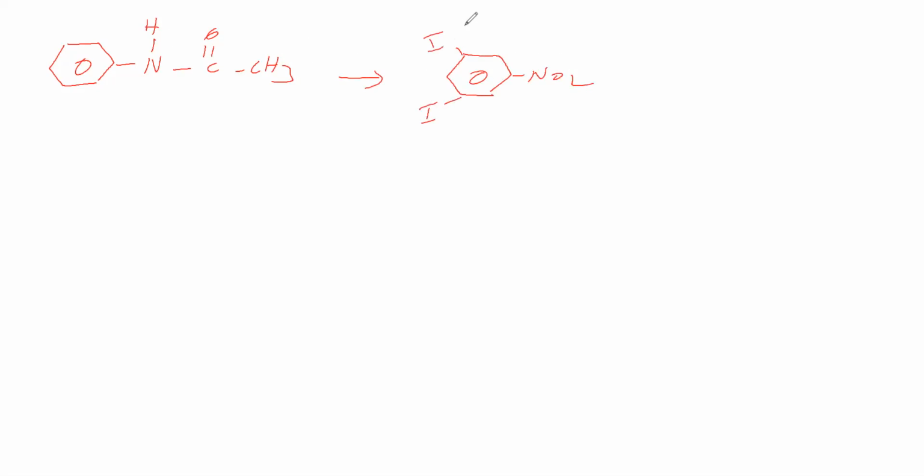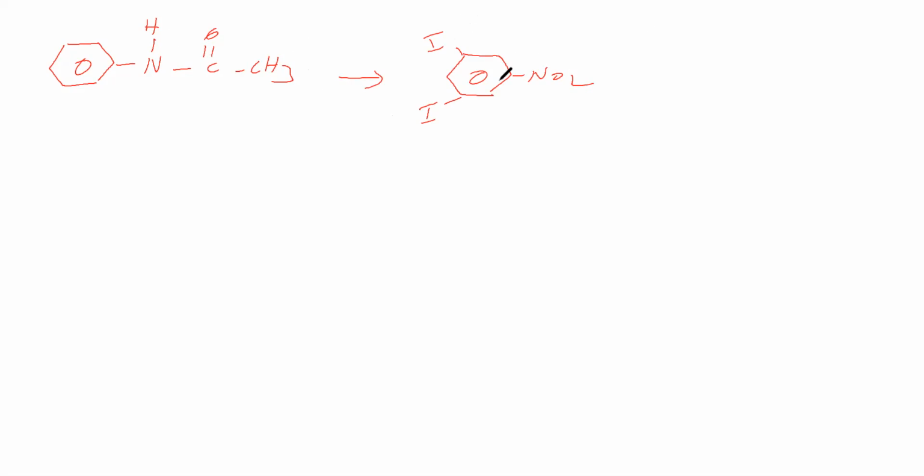Okay. Next reaction we will take. This phenyl ring with NHCOCH3. We are converting this into here NO2, here iodine, here iodine. This conversion we have to do. So NHCOCH3 we have to convert into the NO2 group.